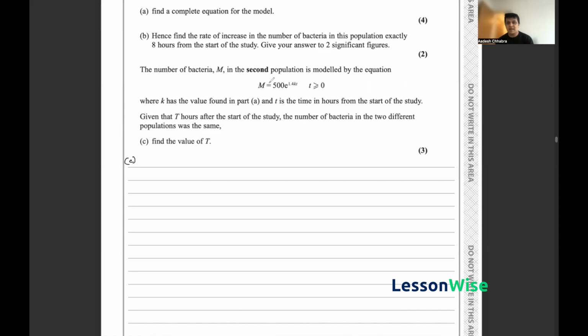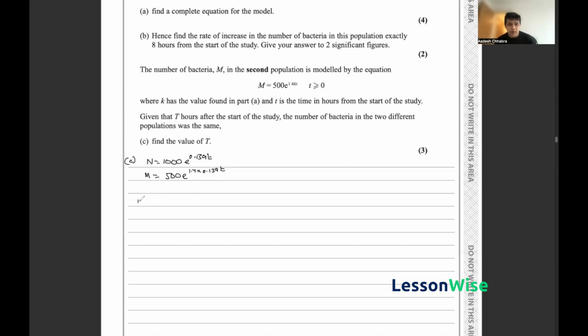And using this information, we have been asked to find the value of T. So if we go ahead and just write down the two equations that we know. For the first population, the number of bacteria is equal to 1,000 times e to the power 0.139T. And for the second population, the number of bacteria is equal to 500 times e to the power of 1.4 times 0.139T. If the number of bacteria is exactly the same, we need to equate these two equations together in order to find the time at which the number of bacteria is the same. So let's go ahead and do that.